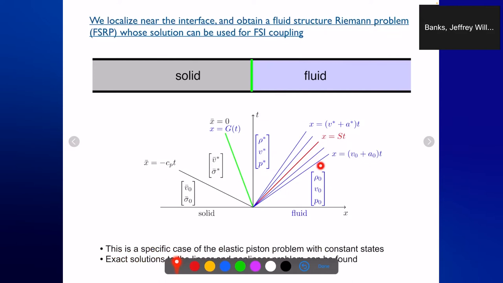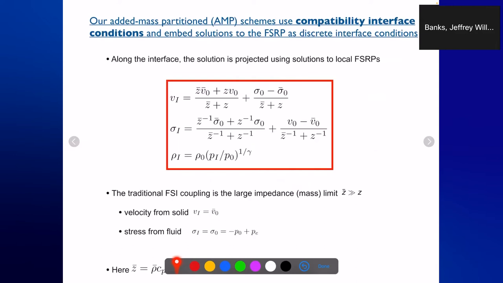That's this rho naught, v naught, p naught, and this rho naught bar, v naught, sigma naught bar. Those are the predictions, and the Riemann problem tells you how the thing evolves. So then what you have at the interface is really these starred quantities, rho star, v star, and p star. All right, so we're going to apply those as boundary conditions in our AMP partition scheme.